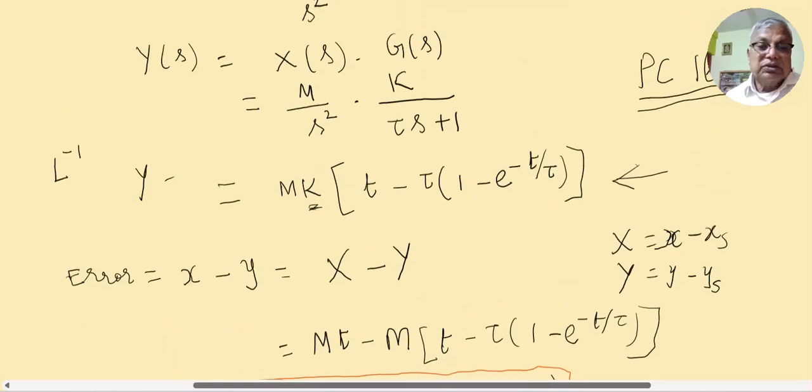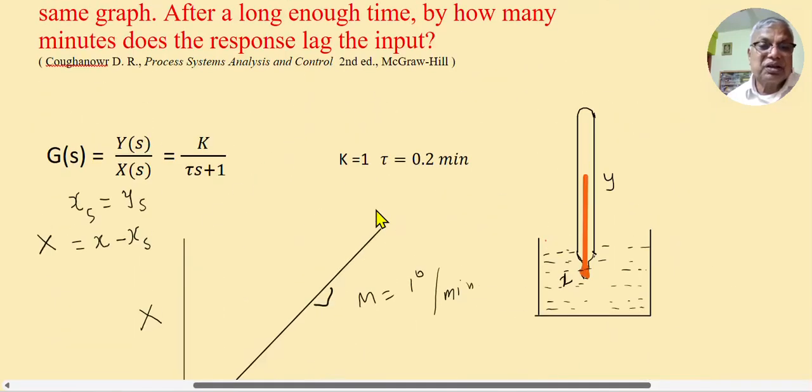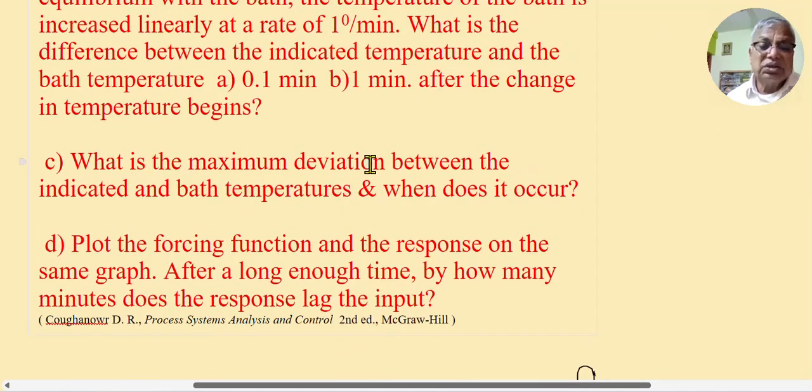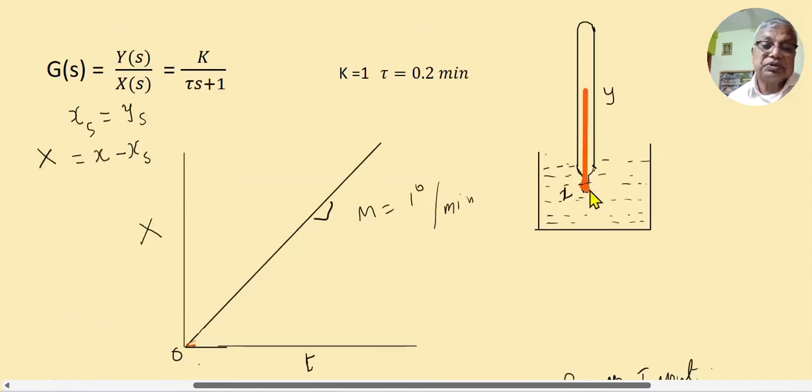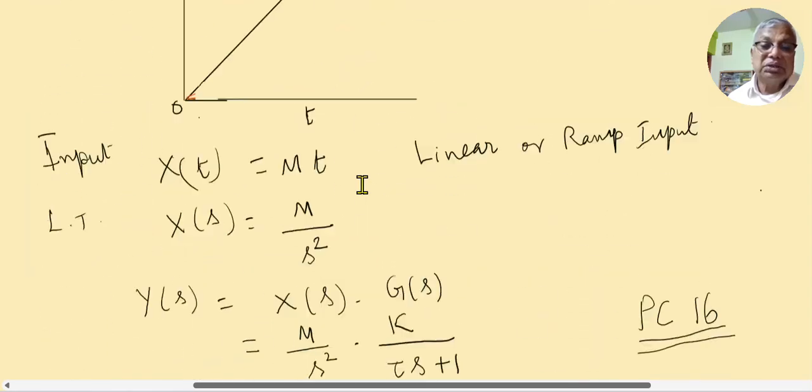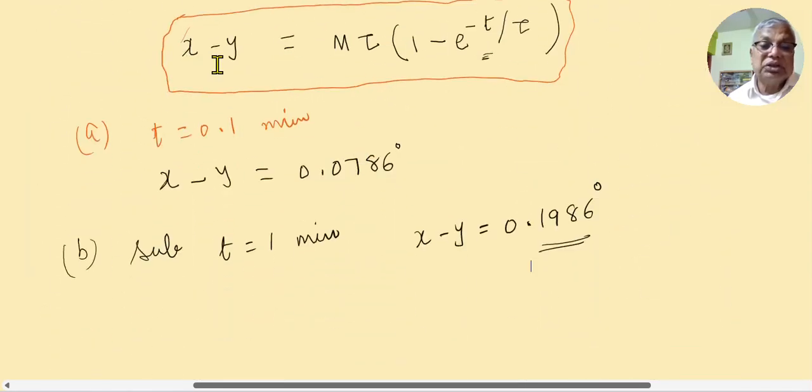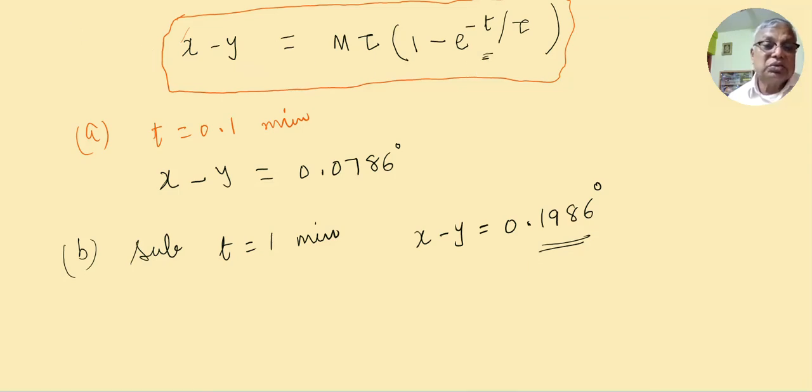Now the next question: what is the maximum deviation between the indicated and bath temperatures, and when does it occur? That is, the difference between the indicated and bath temperature: when is it going to be maximum, and what is the maximum value?